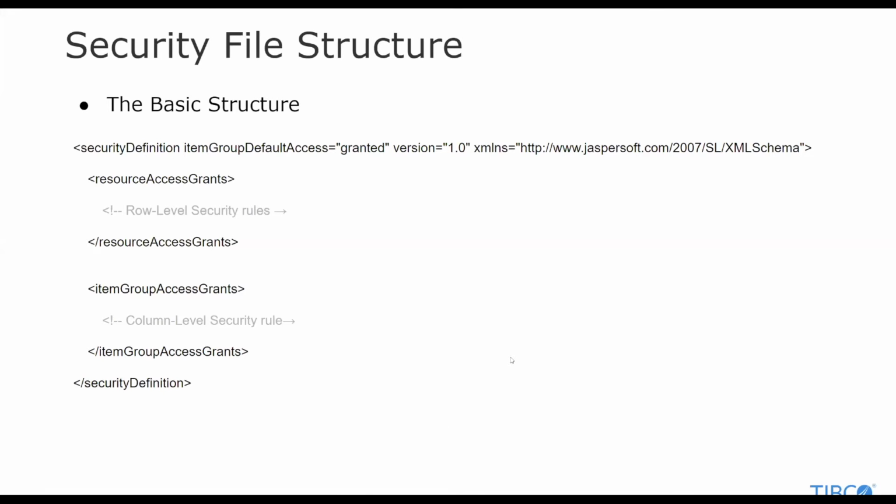All right, so the structure of a security file is quite simple. You will have a security definition followed by access grants. The resource access grants are your row level security, and then item group access grants are your column level security, and it's that simple. There is detailed documentation on this, which you'll find a link to at the end, which explains each and how to configure each of these.